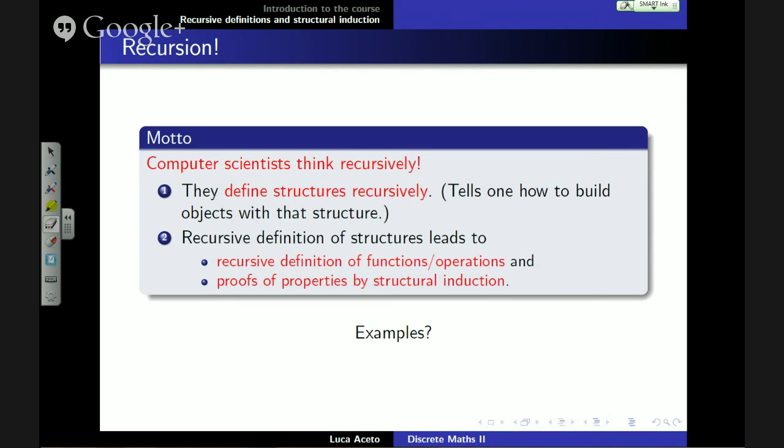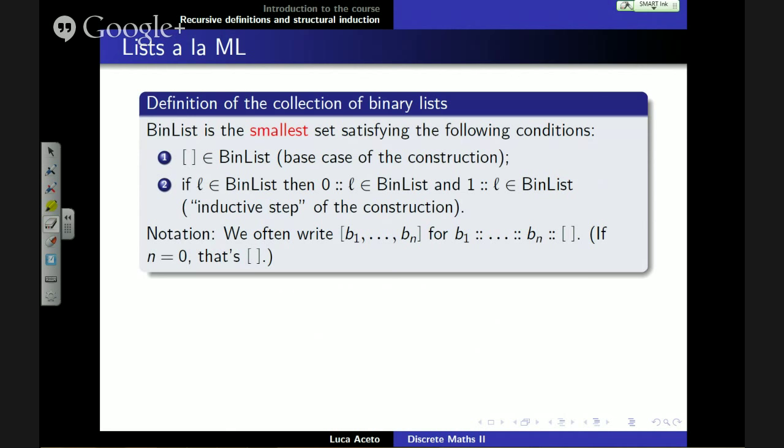Fantastic. So now I'm sure you're going to ask me, okay, this is all mumbo jumbo. Give us examples. What does it mean to define a data type recursively? And how can we go from the recursive definition of the data type to functions operating over objects of the data type? And once I've done that, how can I actually prove properties of what I just defined? So let's do it. Let me give you an introduction to the mother of all data types, at least in functional programming. That's the data type of lists.